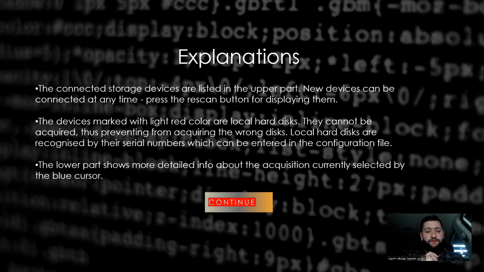The devices marked with light red color are the local hard disks. They cannot be acquired, thus preventing acquiring the wrong disk. Local hard disks are recognized by their serial number, which can be entered in the configuration file.